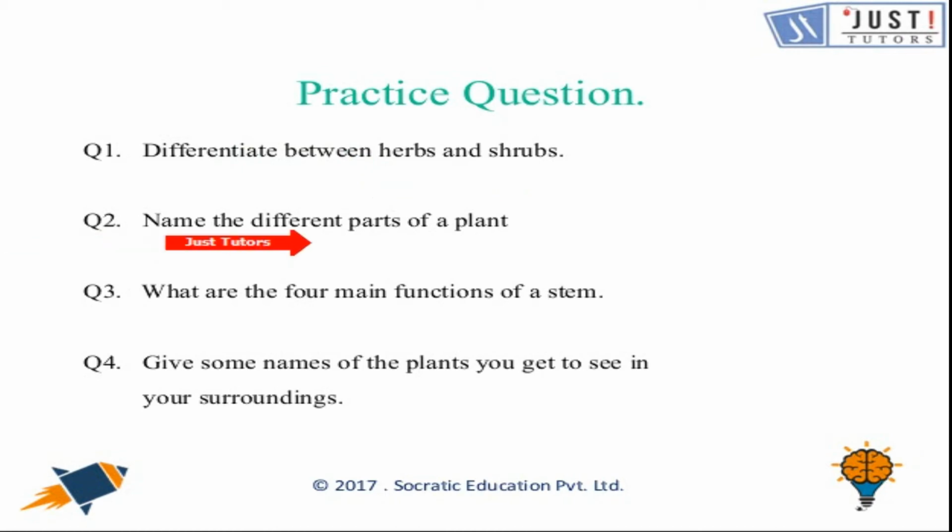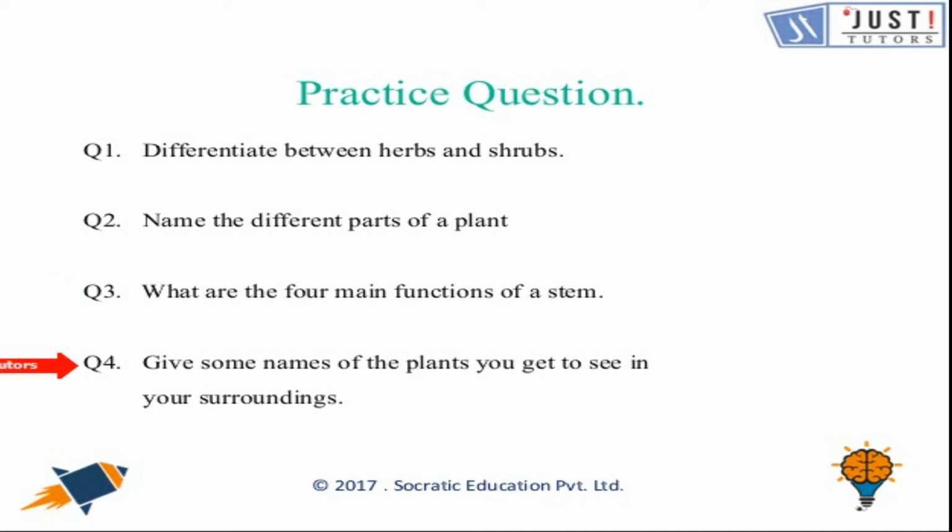Question 2. Name the different parts of plant. So start from the bottom. The root, the stem, the bud, the flower, the leaves. Now, what are the main four functions of the stem here? The first one you can go ahead with the support. Second is the transport of fluids. Okay. And the third one is storage of food. The fourth one is production of tissues.